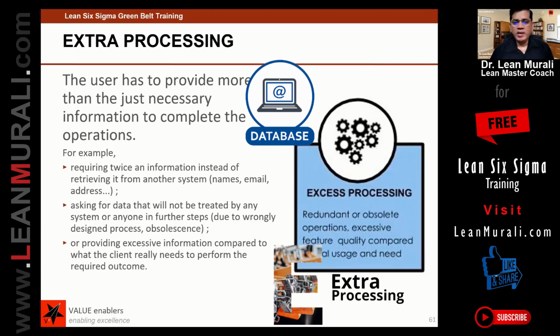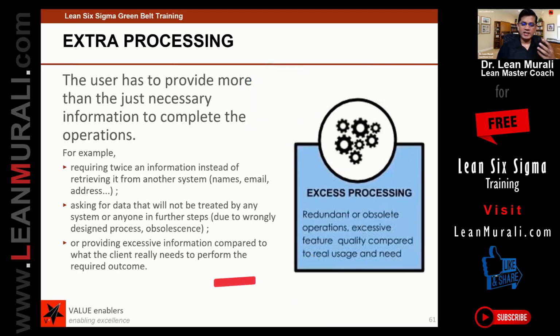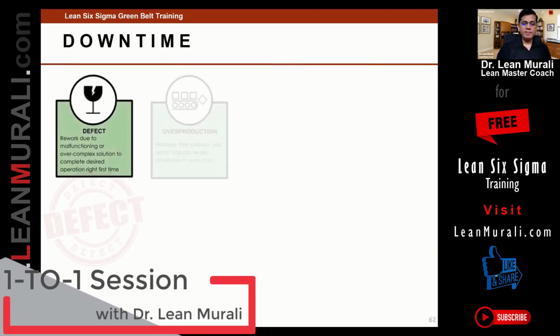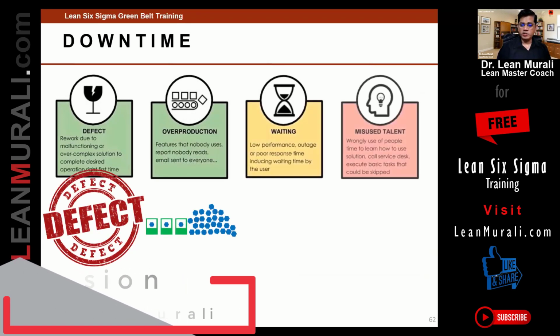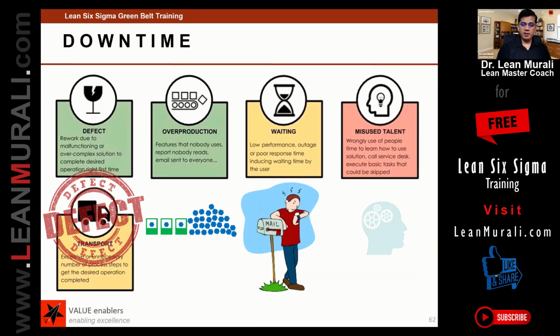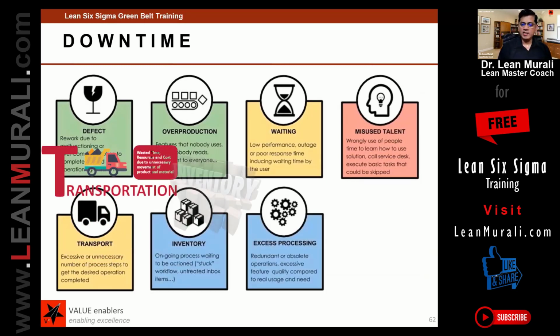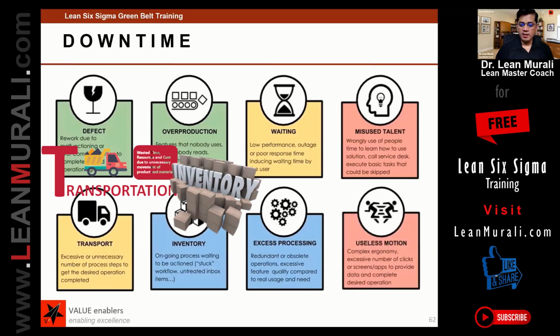Now, extra processing, excess processing, whatever English words you use, as long as we understand the context, is enough. It is not an intellectual game here. But we need to internalize what exactly the concept is, okay? Downtime is D for defect, O as in overproduction, W as in waiting, N as in non-utilized talent, not utilized skill or misused talent, T as in transportation, I as in inventory, E as in extra processing.